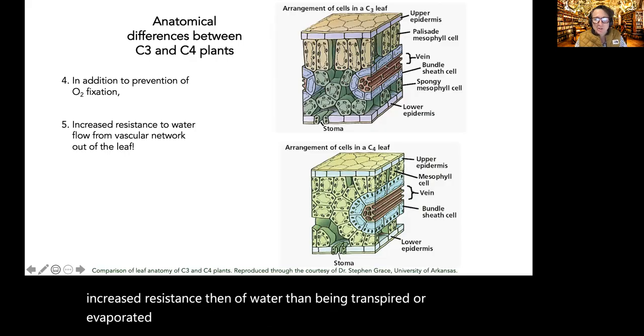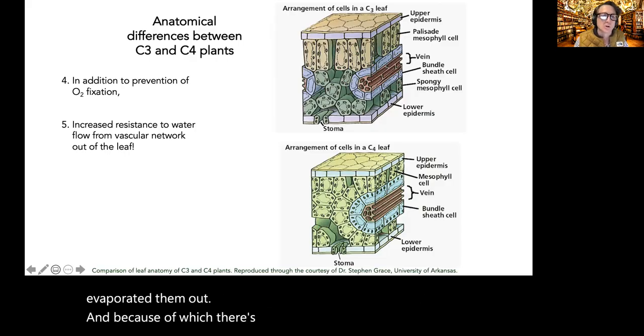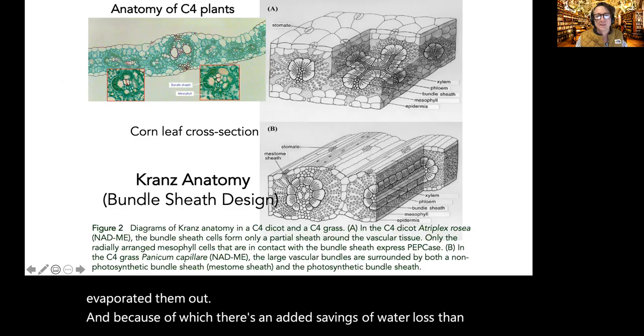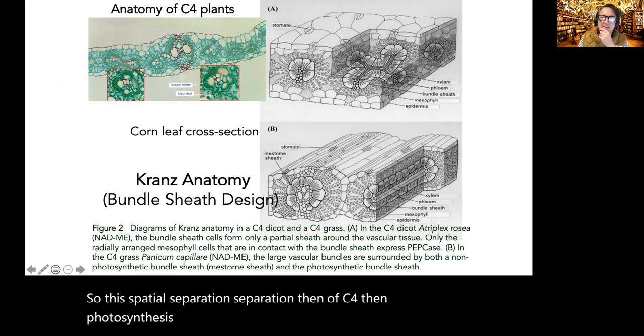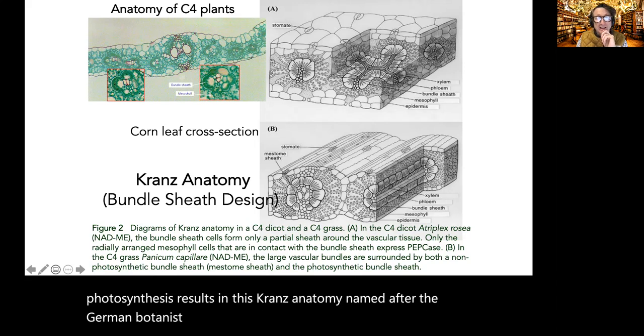And because of which there's an added savings of water loss within the plant. So this spatial separation of C4 photosynthesis results in this Kranz anatomy, named after the German botanist who discovered this anatomy and coined the term.